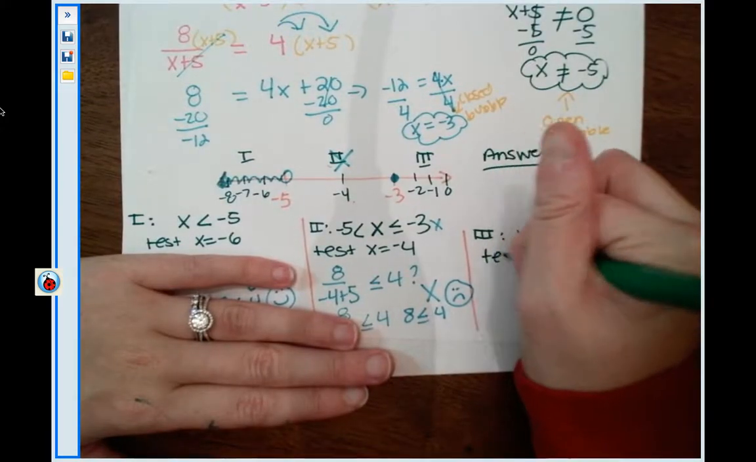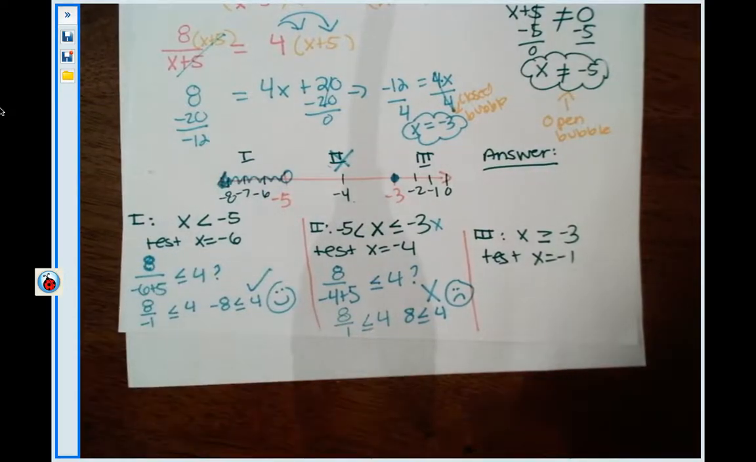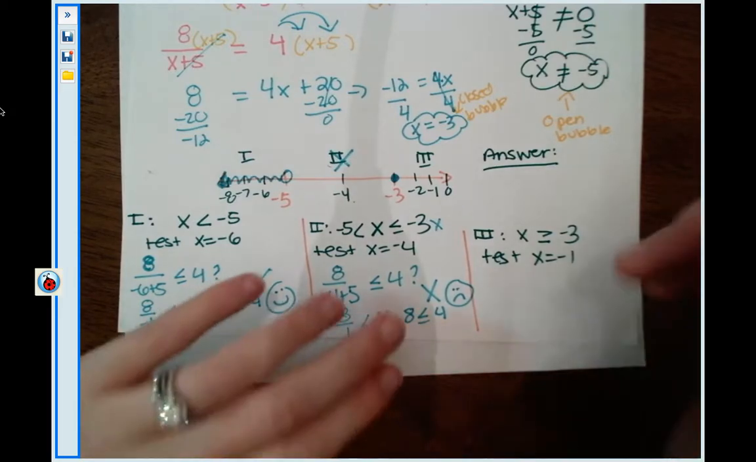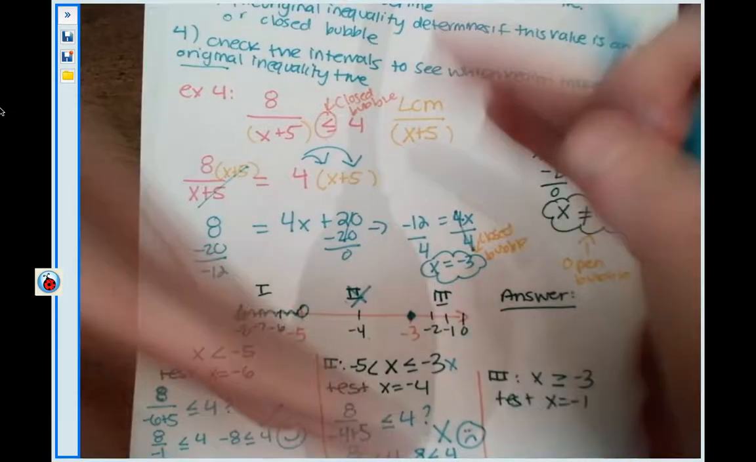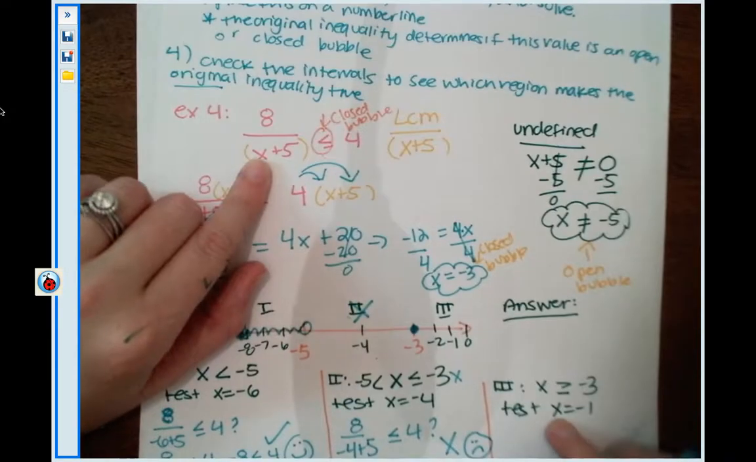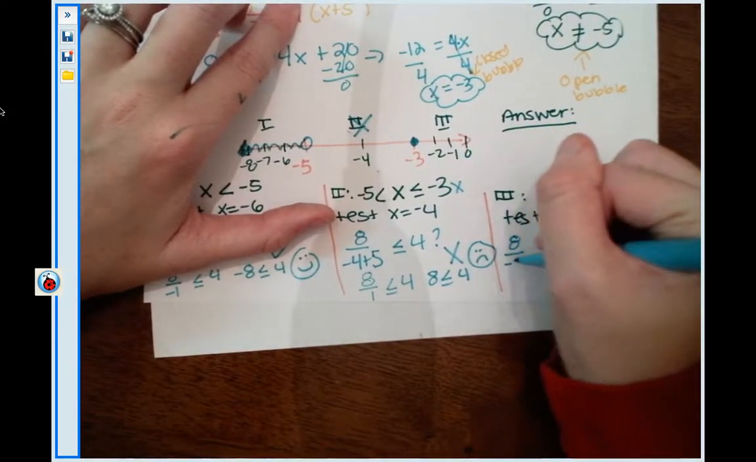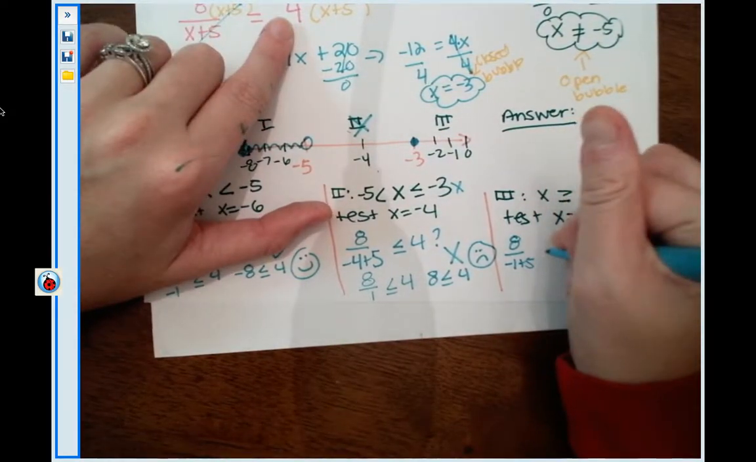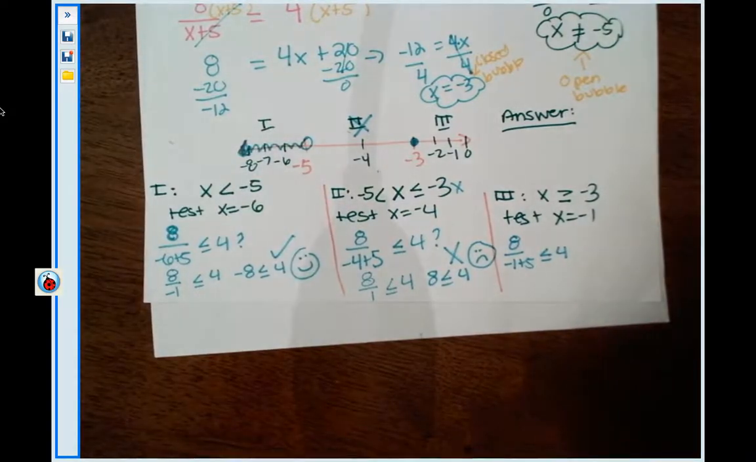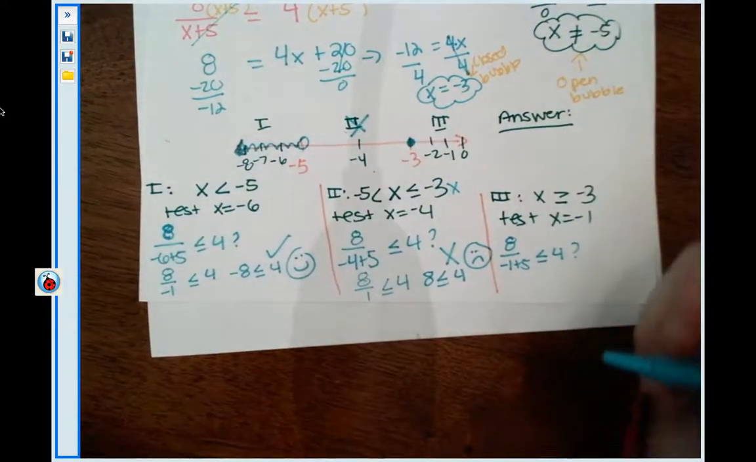Let's see what happens with -1. So I'm going to test -1. Why not? I can test anything in this section, and I think -1 will give me a prettier answer. So let's see what happens. Okay, so what I have, I'm going to transform this x right here into a -1. So I have 8 over -1 plus 5. So 8 over -1 plus 5 is less than or equal to 4. Alright, let's see. I don't know yet if it's less than or equal to 4, but let's see what happens.